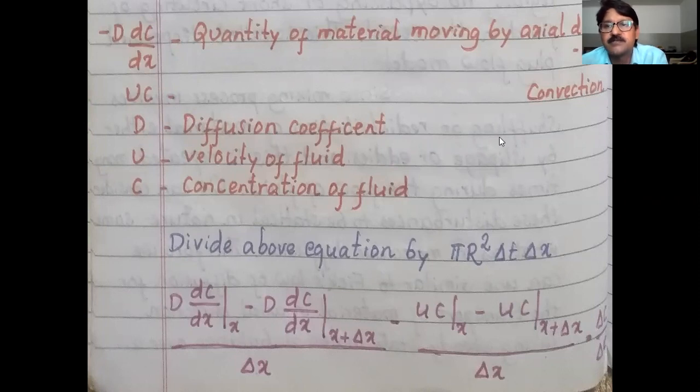If you have any questions or doubts in understanding the derivation, please stop and ask me. After that, we divide our equation by pi r square delta t delta x. Rewriting it, it will be dC by dx at x minus dC by dx at x plus delta x, divided by delta x, minus uC at x minus uC at x plus delta x, by delta x, is equal to dou c by dou t.